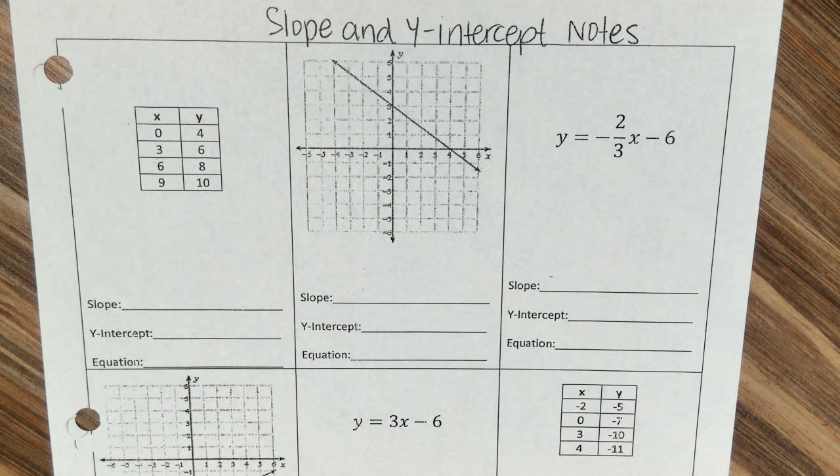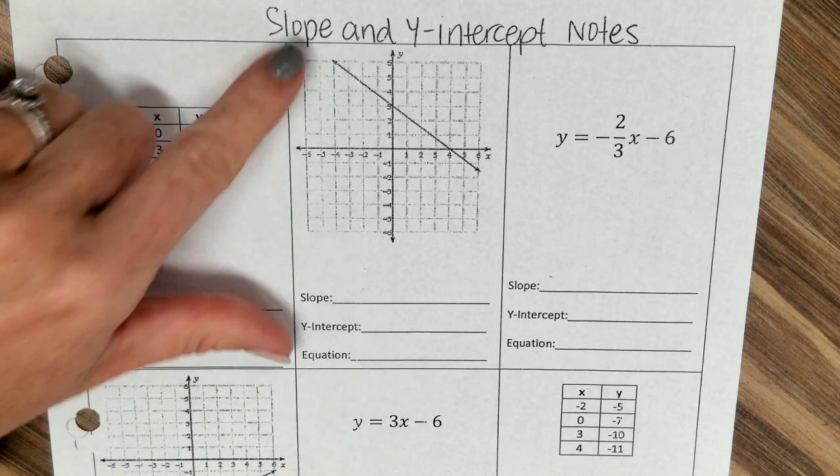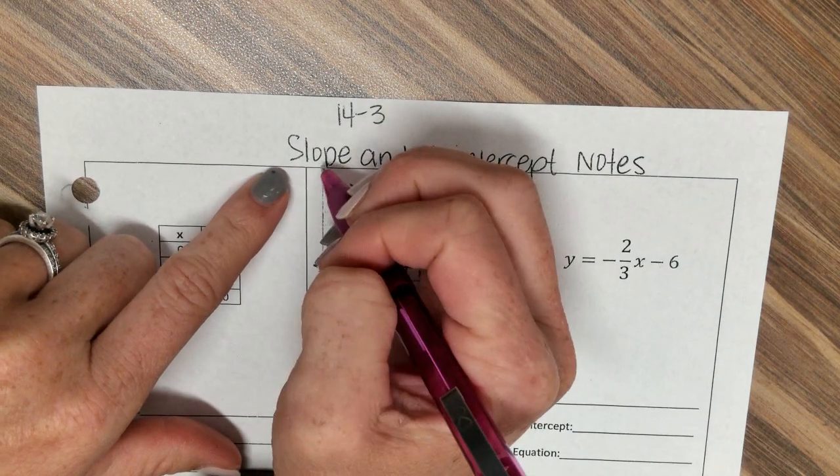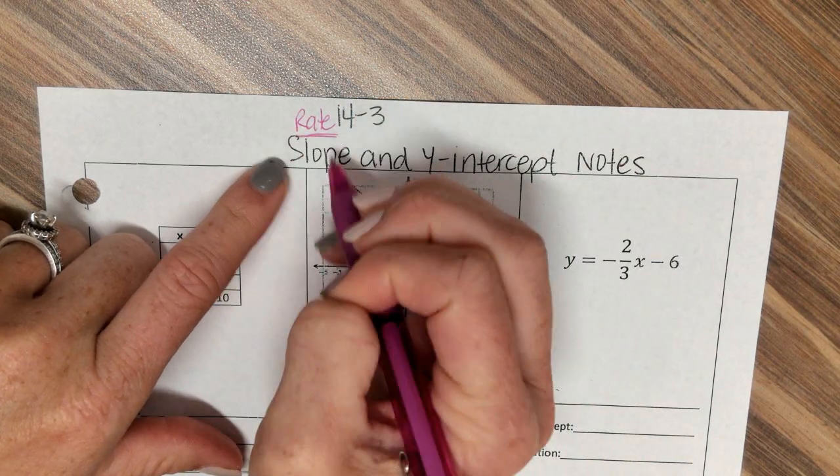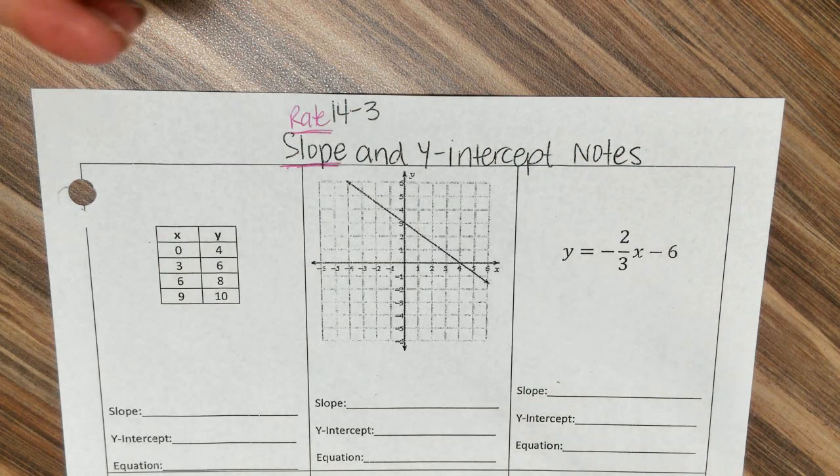Today we're going to go over slope and y-intercept. Now, on the STAR test, they might ask for the slope and y-intercept, or they might use the other words that we talked about. What is another word for slope? Rate. They might say, what is the rate? Rate and slope mean the same thing.